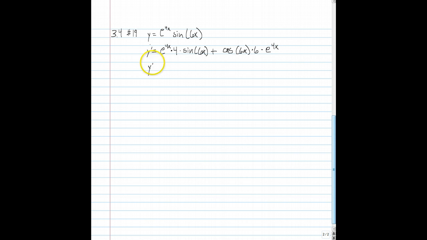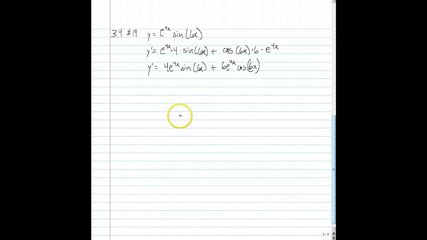So when we clean this up, we get 4e to the 4x sine 6x plus 6e to the 4x cosine of 6x. You see that each of these terms has a common factor of 2e to the 4x. This answer is just fine, or you could factor the 2e to the 4x out. But since this problem is asking for the second derivative, it's easier to take if you leave it unfactored.